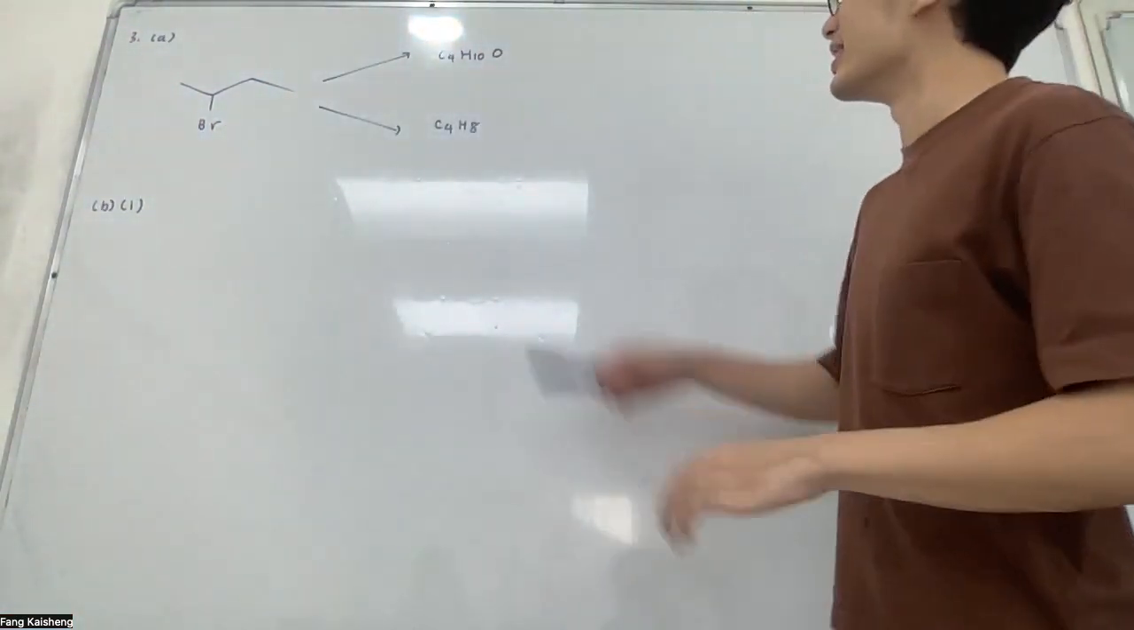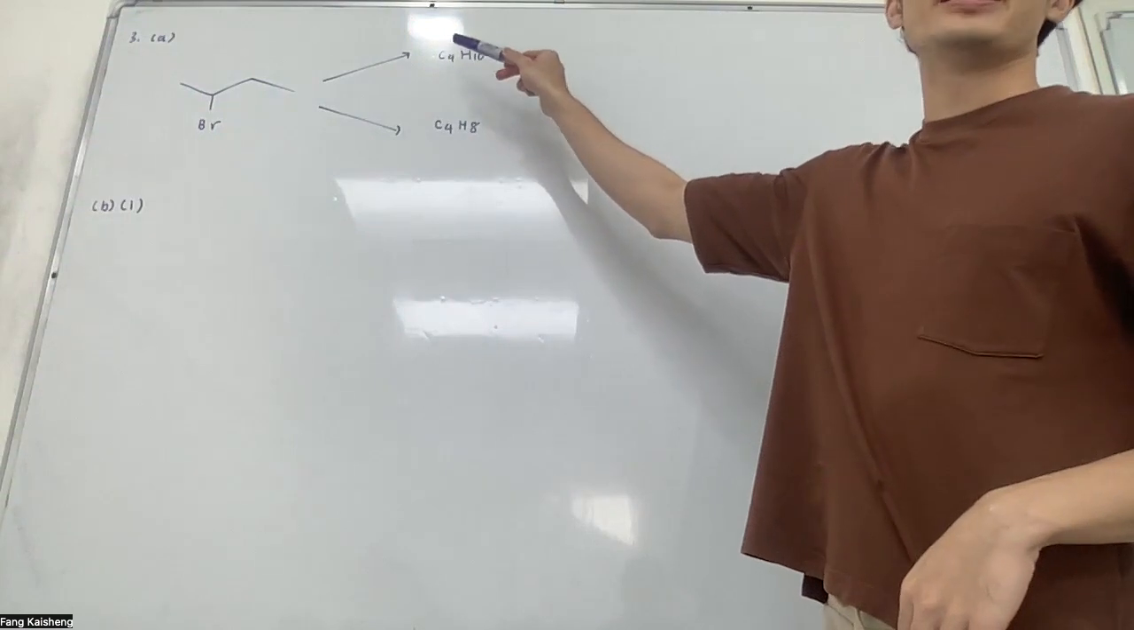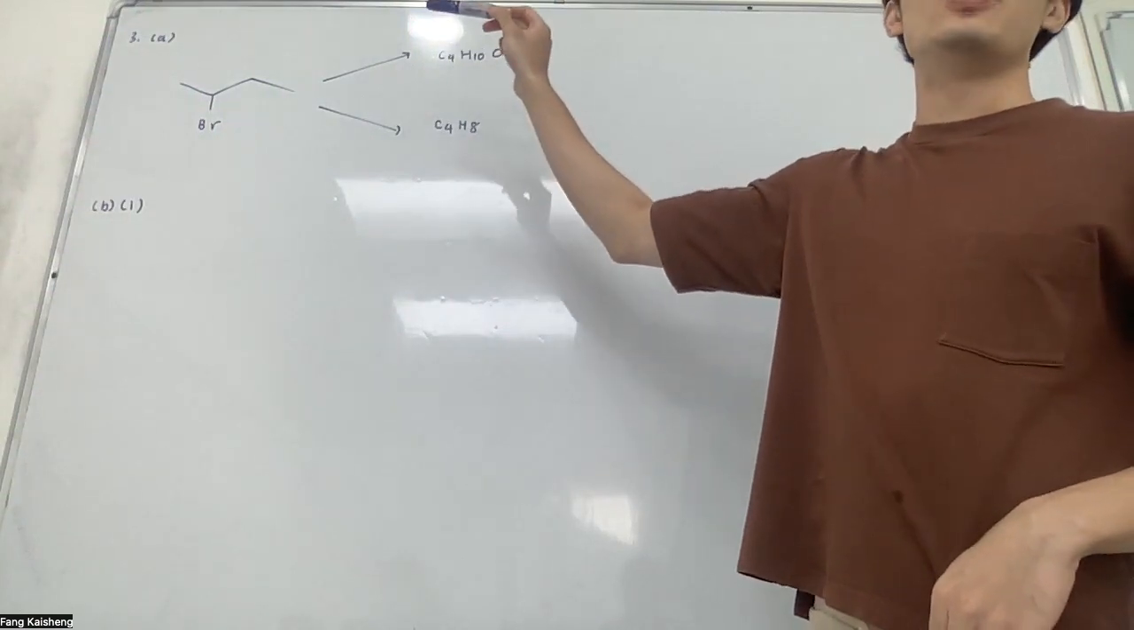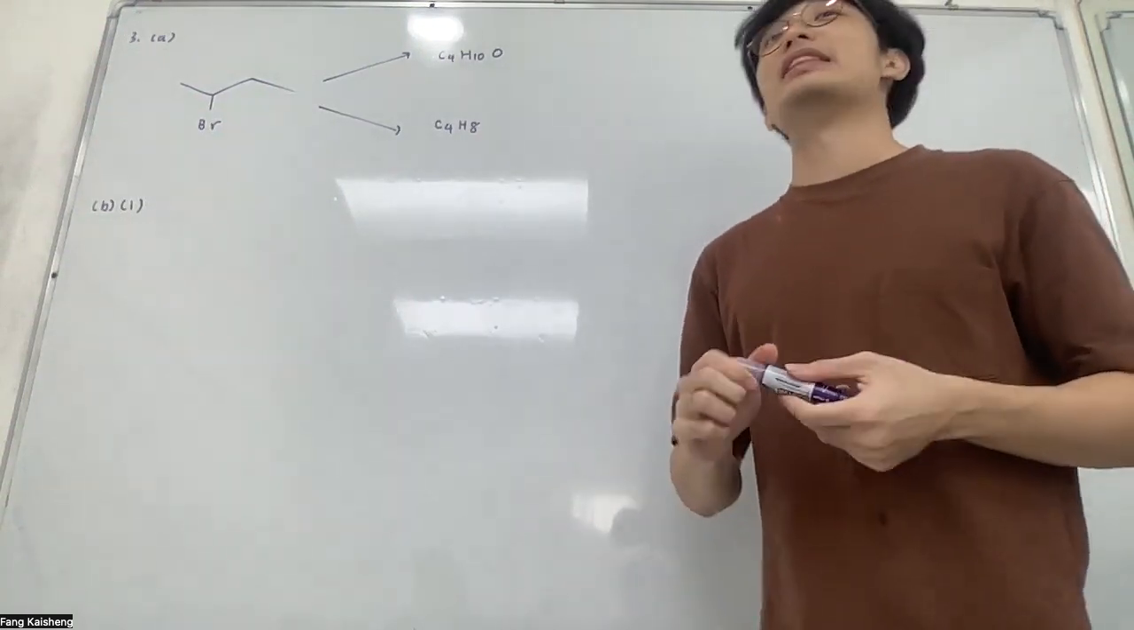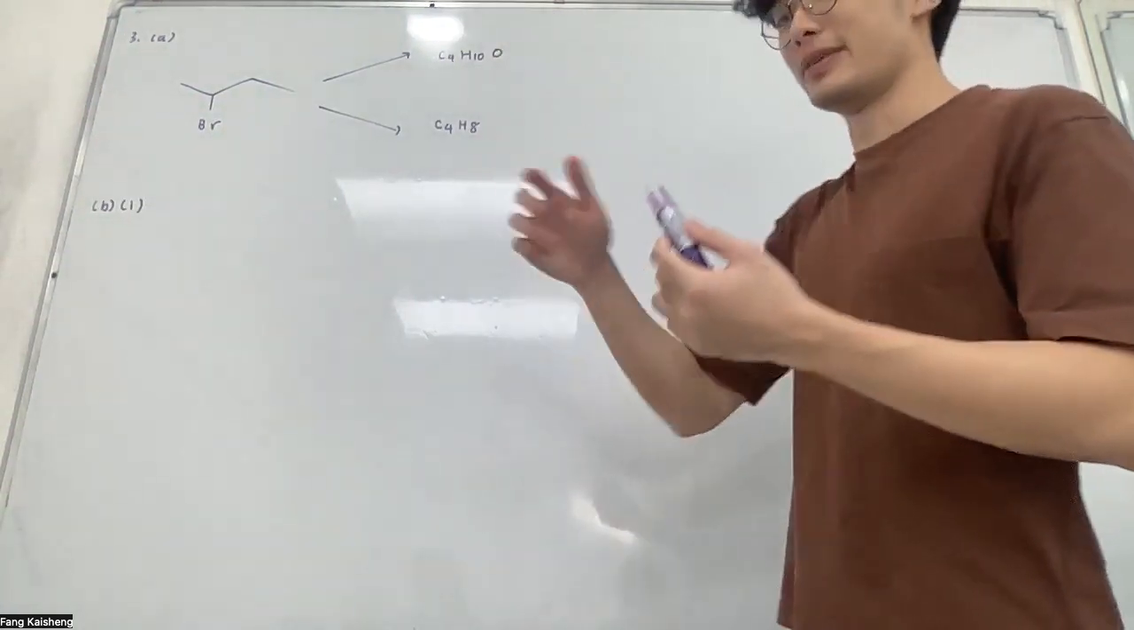Okay, one thing is this, you see C4H10O, right? This is a molecular formula. We have no idea how it is arranged, but we can infer what it is, basically.